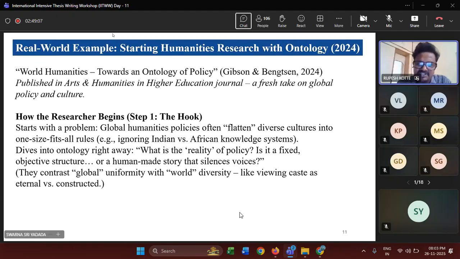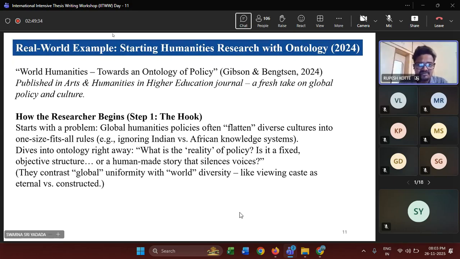So if this paper dives into ontology right away, what is the reality of this particular policy? Is it a fixed objective structure or a human-made story that silences voices? So the researcher contrasts global uniformity with world diversity, like viewing caste as eternal versus constructed. Okay, so next slide, please.